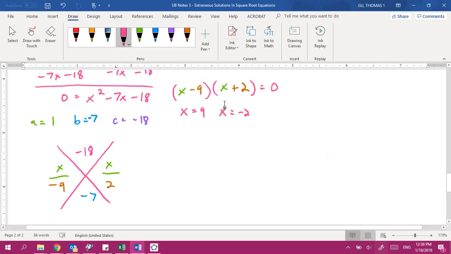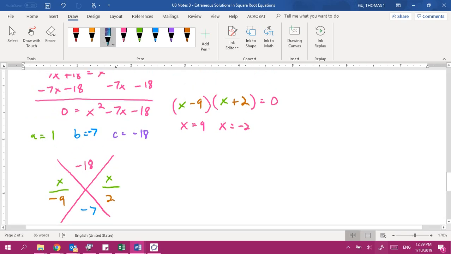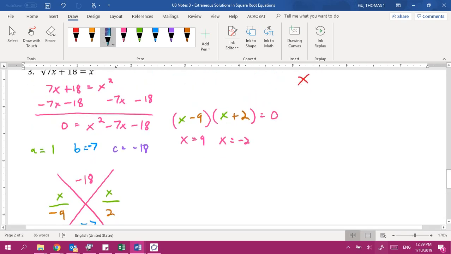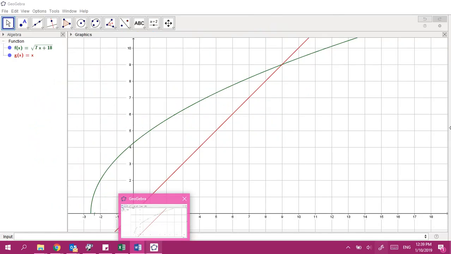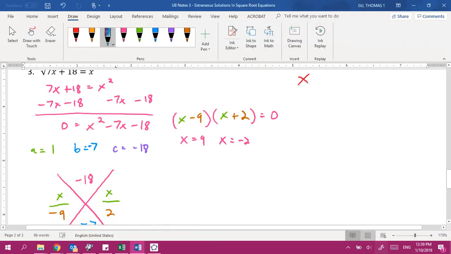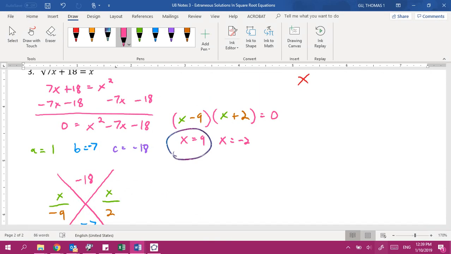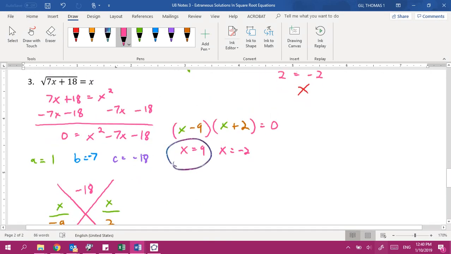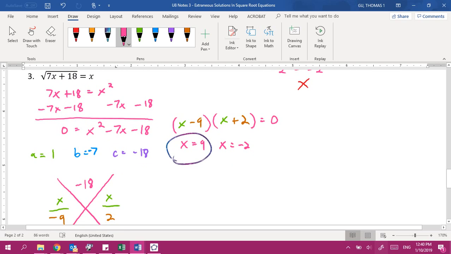Now remember from our graph, we saw that the answer is going to be, which one? x equals 9. Yeah, remember on our graph, we saw that x equals 9 is going to be our answer. So as we see here, that's one of our answers. You could plug it in as well and check, and get that one does work. And when you plug in x equals -2, you're going to see that it doesn't work because you're going to have the square root of 7 times -2 plus 18 equals -2.